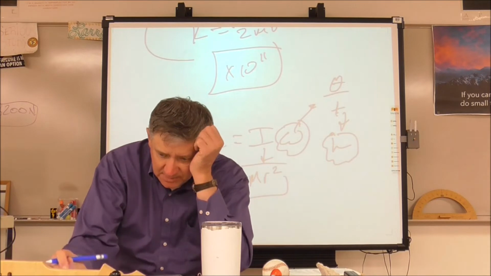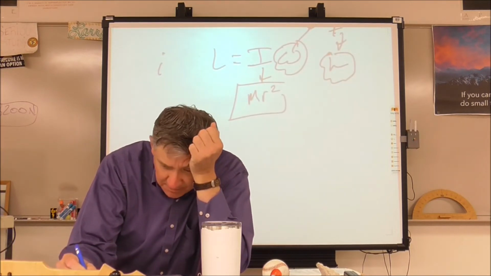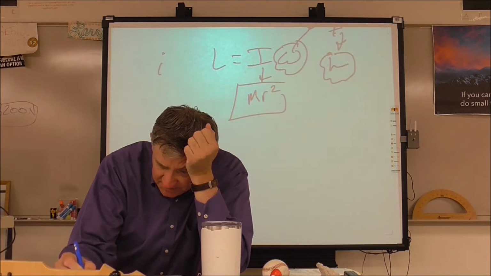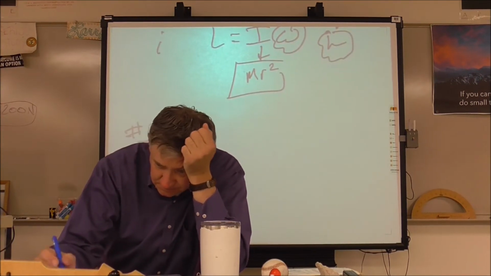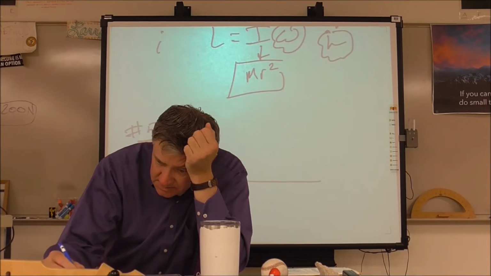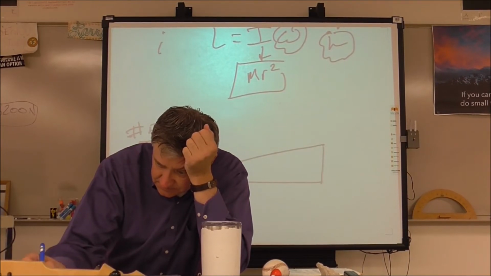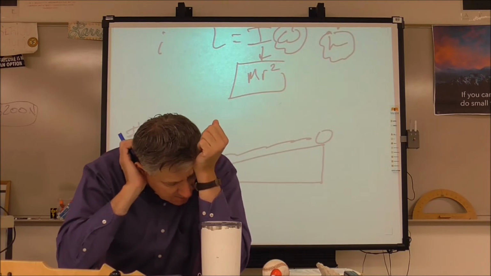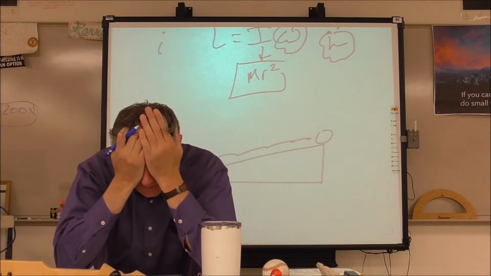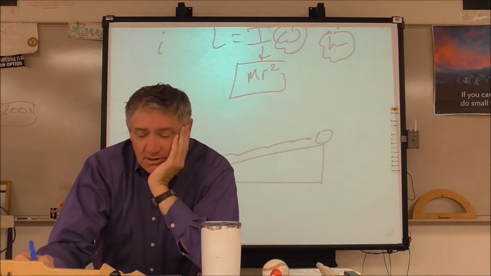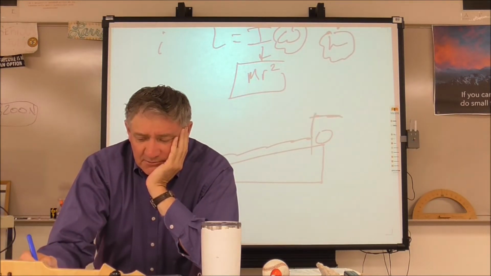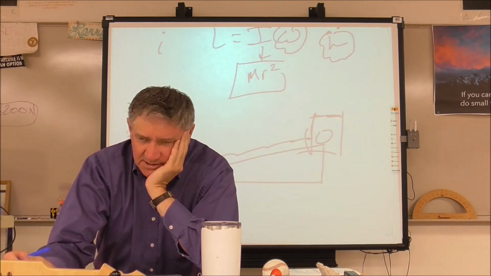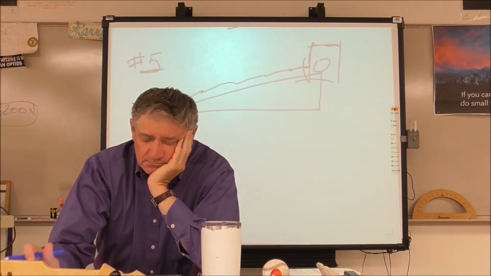And then let's talk about number 5. I promise you there's going to be one like number 5 on the test. So here's your setup. You've got a mass and it's going to roll down this hill. So again, this is going to boil down to energy. When it sits up here, what's the only type of energy that it has? Gravitational potential energy, right? That's the only thing you have.